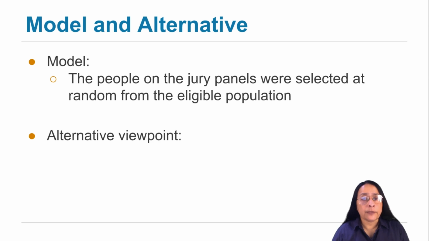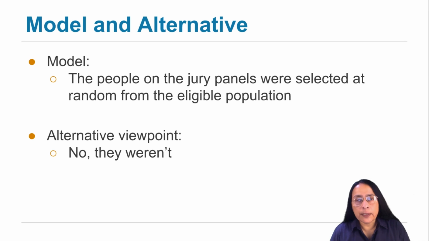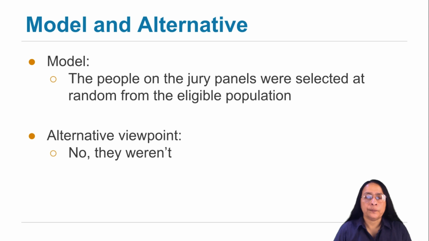And then there's the alternative viewpoint, which is simply that they weren't. Notice that the alternative viewpoint doesn't say why they weren't or how they weren't, it just says they weren't. So the question is, selected at random or not?